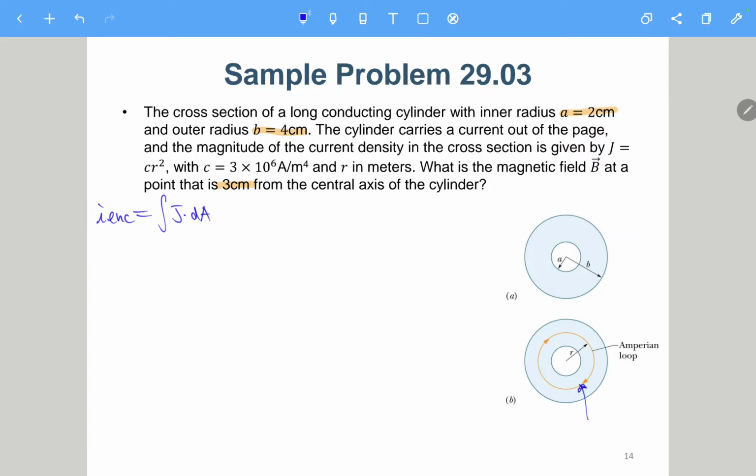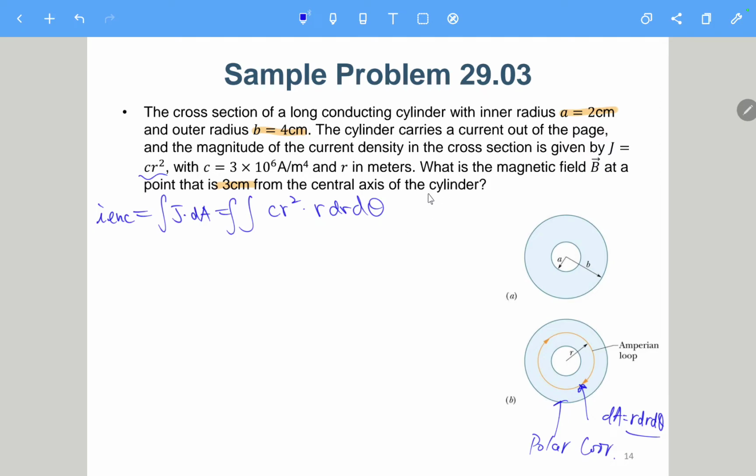Okay, so here we try to plug in what is J. J is actually this expression, which is C r squared. And then for dA, this is a polar coordinate. For polar coordinates, dA equals r dr d theta. Okay, just keep it in mind. So dA is r dr d theta, and we should have a double integral.